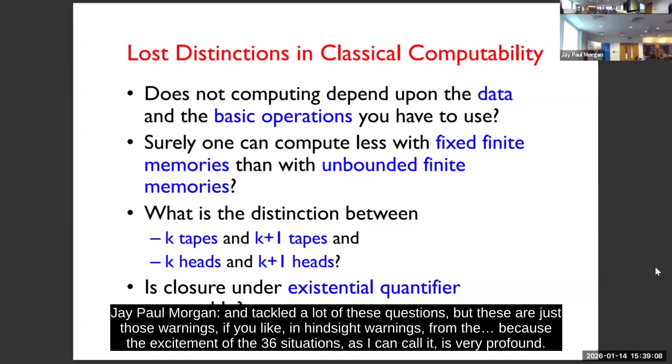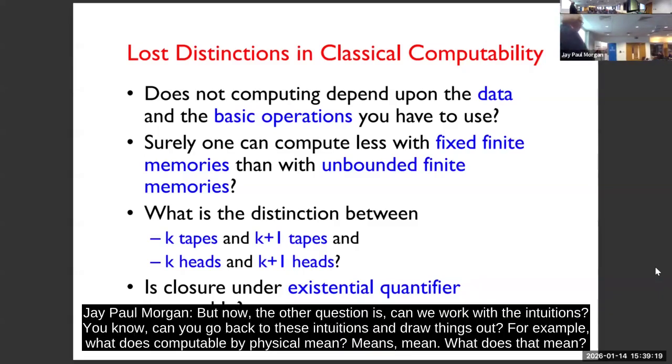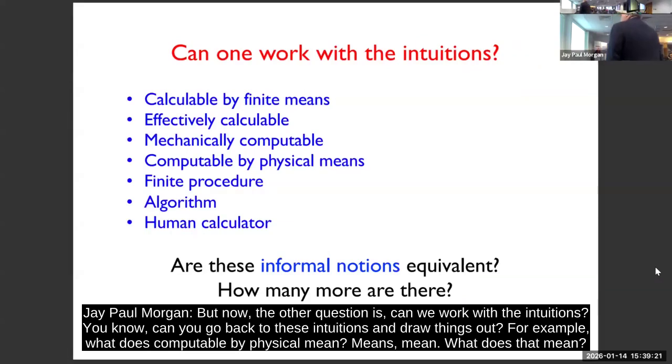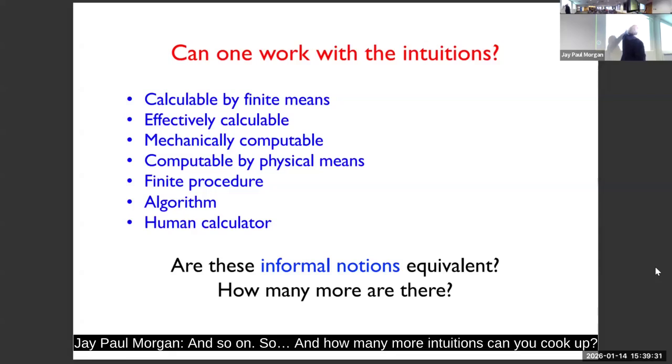But these are just warnings, if you like, in hindsight. Because the excitement of the 36 situation, as I call it, is very profound. But now the other question is, can we work with the intuitions? Can you go back to these intuitions and draw things out? For example, what does computable by physical means mean?